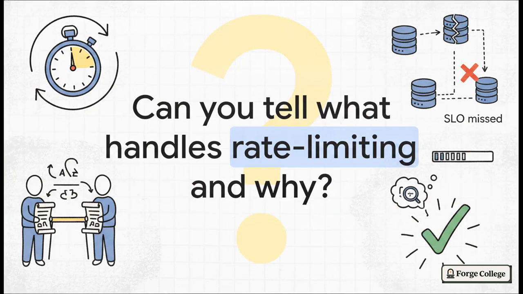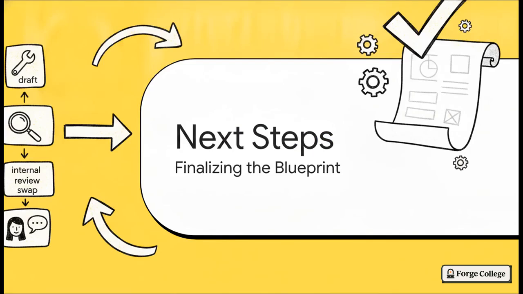That next step is the 15-minute peer review swap. You hand your schematic over, and your peers are going to stress test it with real-world questions. They'll ask things like, hey, can you tell what handles rate limiting and why? Or maybe, which SLO would we miss if we went with the alternative database? If your teammate can answer those just by glancing at your draft, you nailed it. But if they're squinting and scratching their head, well, you know exactly where you need to go back and add some clarity.